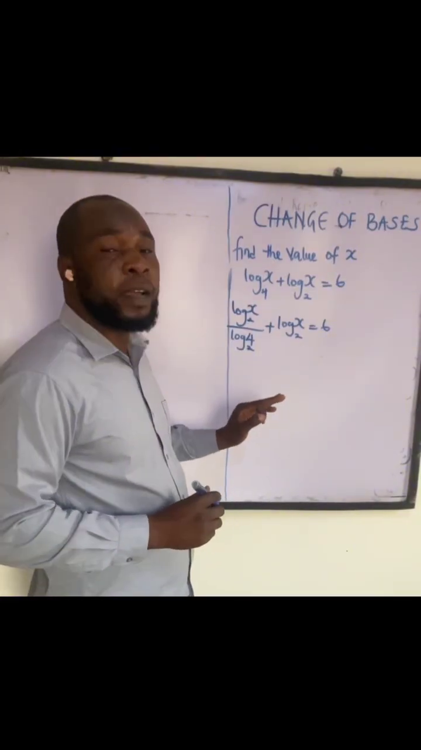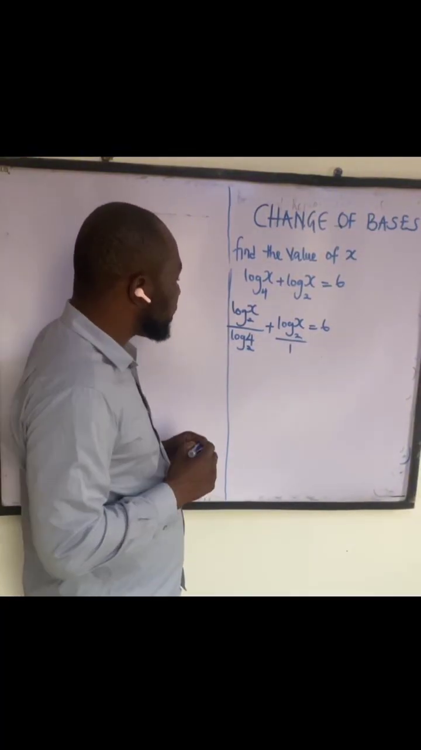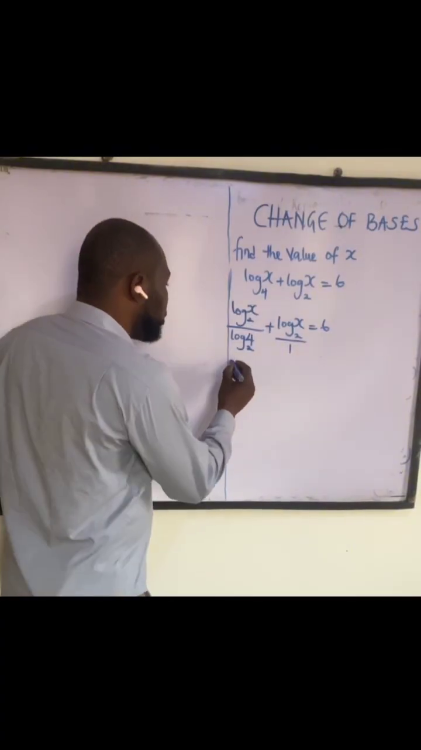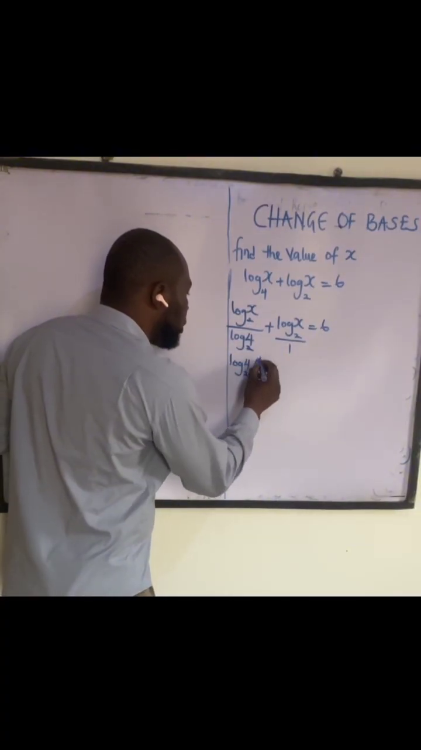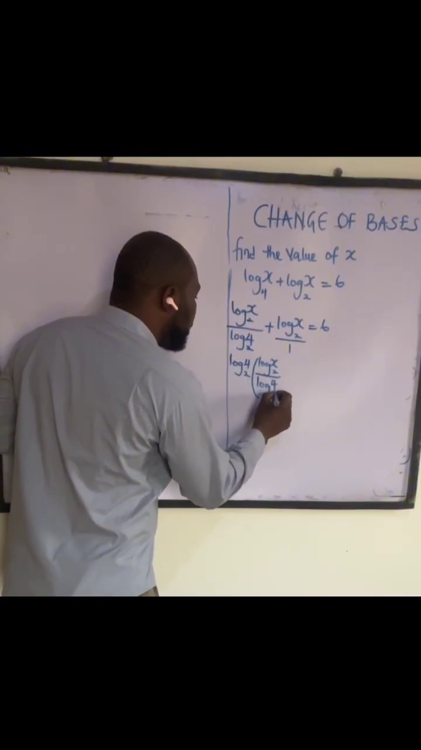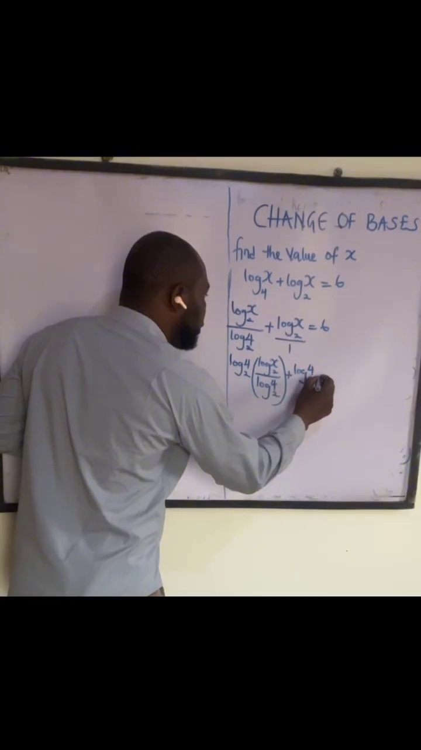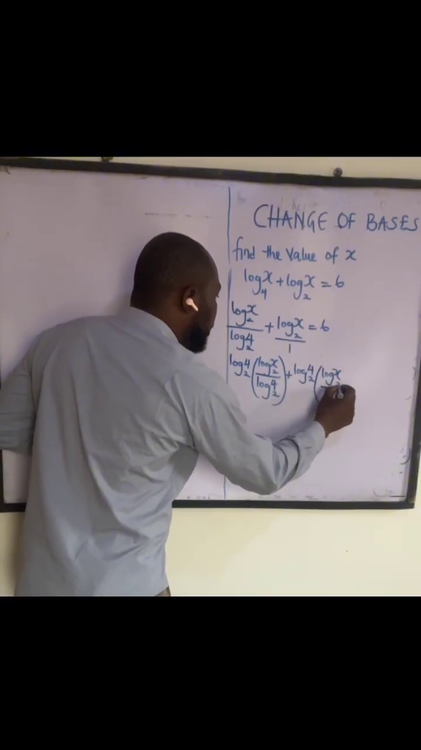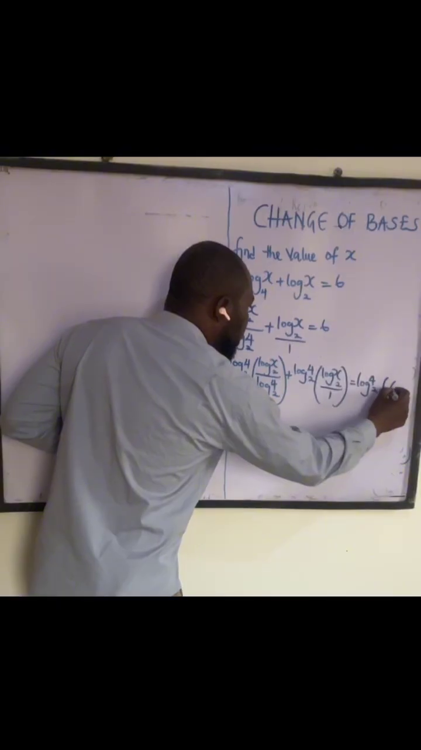The second step is to find the LCM and multiply through. If you look at this problem, we see that the LCM is log of 4 in base 2, so we have to multiply through by that. So log of 4 in base 2, bracket open, log of x in base 2 divided by log of 4 in base 2, then plus log of 4 in base 2, bracket open, log of x in base 2 divided by 1, equals log of 4 in base 2 bracket open and close 6.